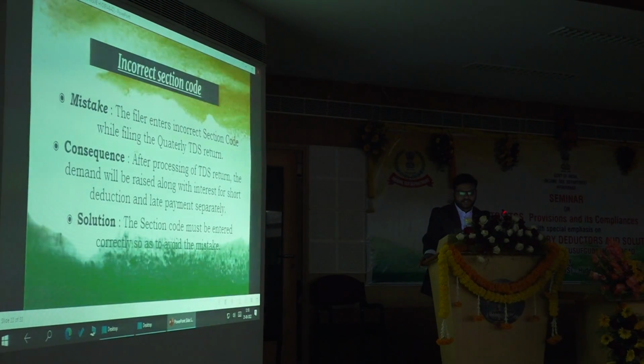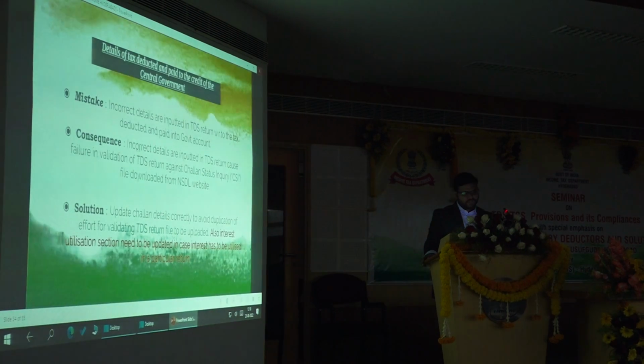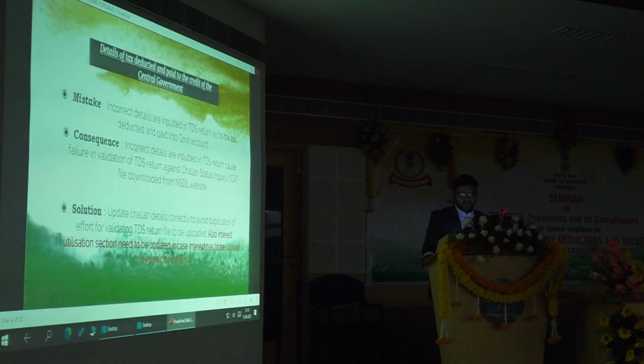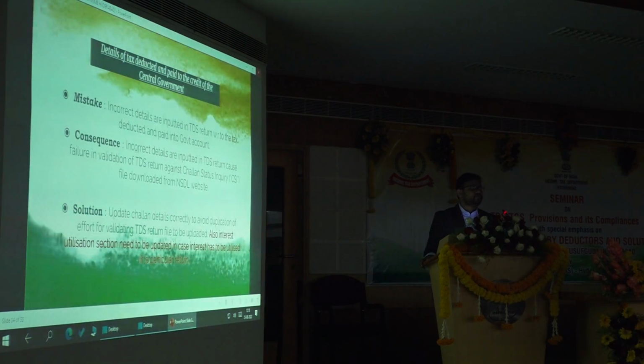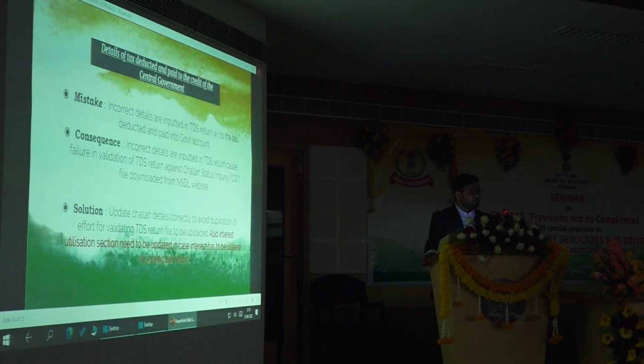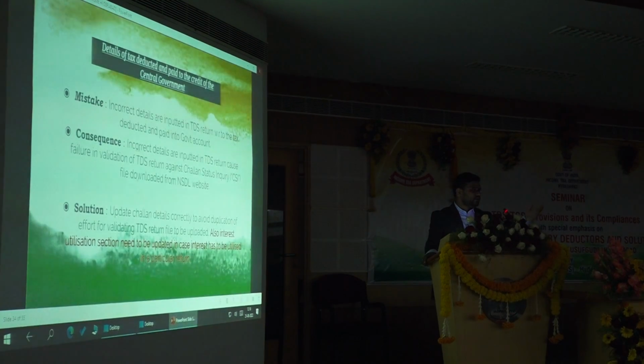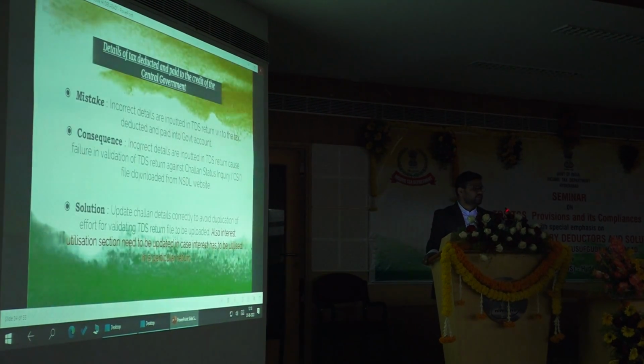Details of tax deducted and paid to the credit of the government: again, we deduct one amount and remit another amount. That results in problems. Also, there may be interest and penalty that we paid earlier but did not utilize, and now we want to utilize. We have to correctly input that interest utilization. That will result in correct validation of your return and reduce your burden.